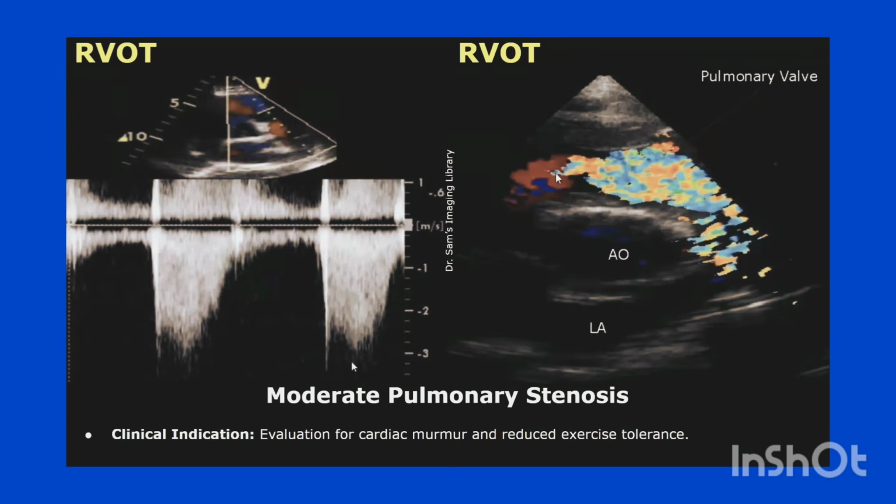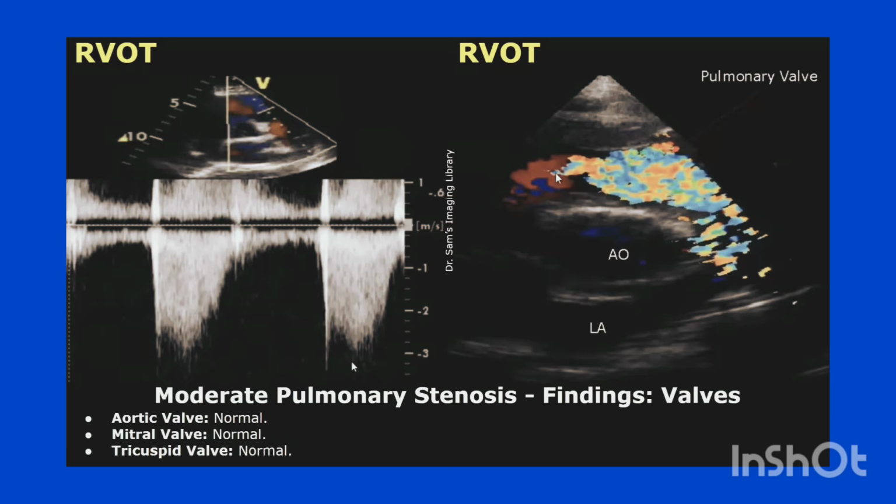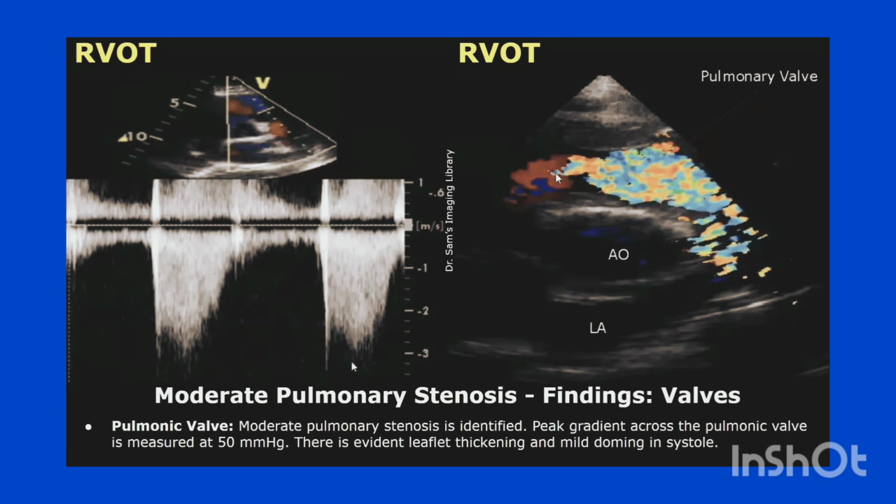This report is of moderate pulmonary stenosis. Clinical indication is evaluation for cardiac murmur and reduced exercise tolerance. The aortic, mitral, and tricuspid valves are normal. In the pulmonic valve, moderate pulmonary stenosis is identified. Peak gradient across the pulmonic valve is measured at 50 millimeters of mercury. There is evident leaflet thickening and mild doming in systole.